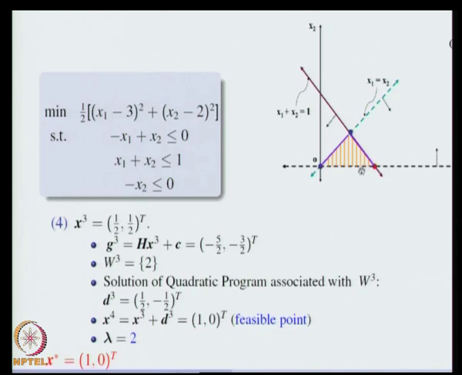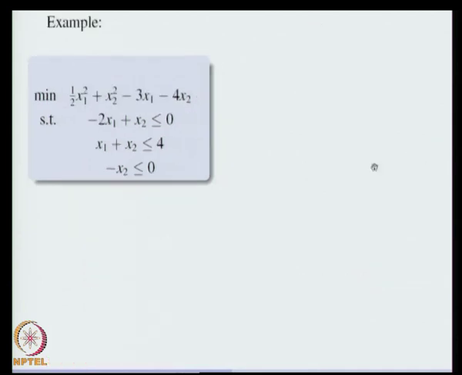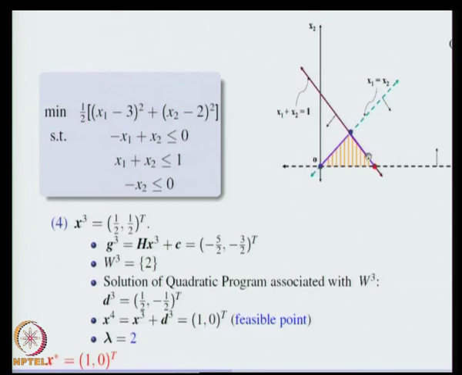So, if we trace the path that we obtained using this algorithm, you will see that we started from this point and then moved on to this point, and then from this point we moved on to this point, and at this point we found that the Lagrange multipliers of the active inequality constraints are positive, and therefore, we have got the minimum solution for this problem.